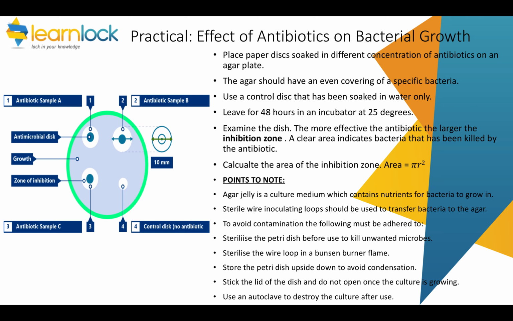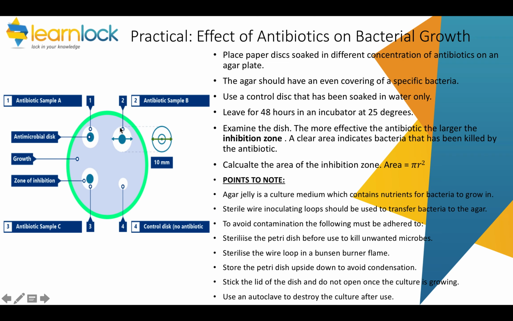And you'd also need a control. A control is a disc that has not been put in antibiotic and just put in sterile water. And then you'd leave this in an incubator at 25 degrees for 2 days. Afterwards, you'd look at the dish and you would look at something called the inhibition zone. The inhibition zone is the area that's clear here. And the clear area indicates that bacteria is being killed by the antibiotic.